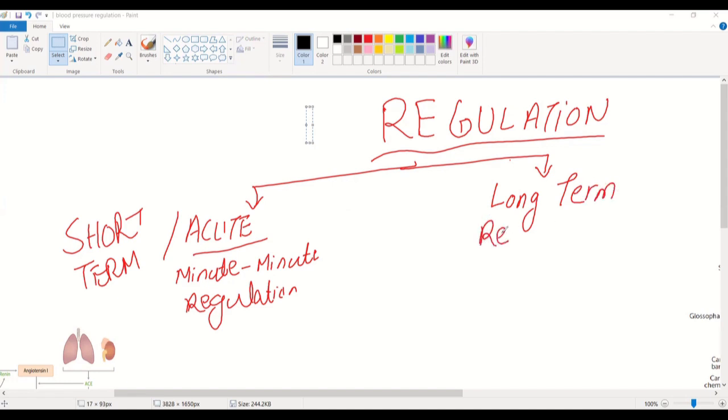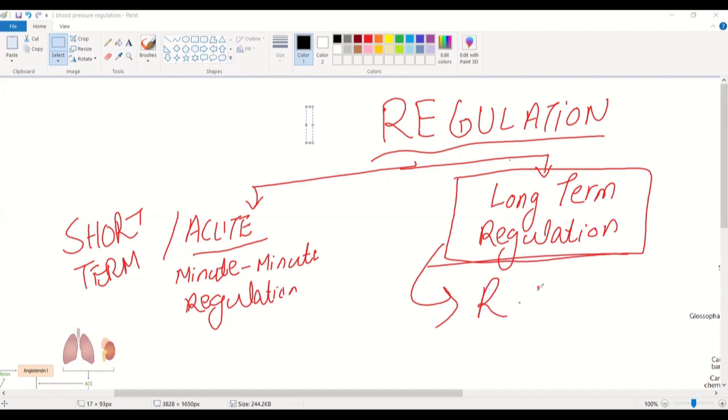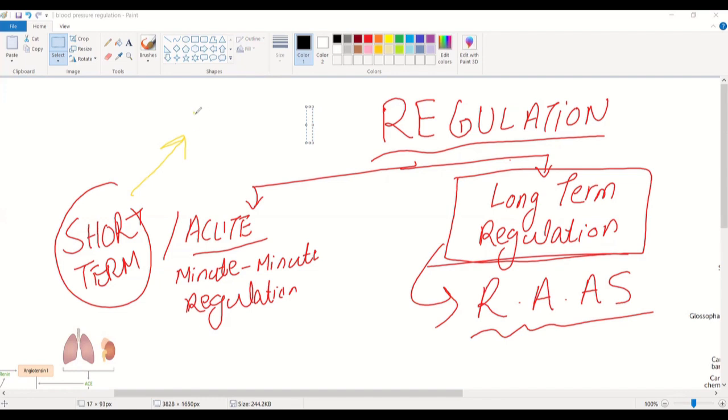So long term regulation is through which mechanism? Can anybody tell? Long term regulation of blood pressure is through the renin-angiotensin-aldosterone system. And the short term regulation is mainly through baroreceptors, right? Okay, so first we discuss the baroreceptor reflex. The baroreceptor reflex is again important stuff.